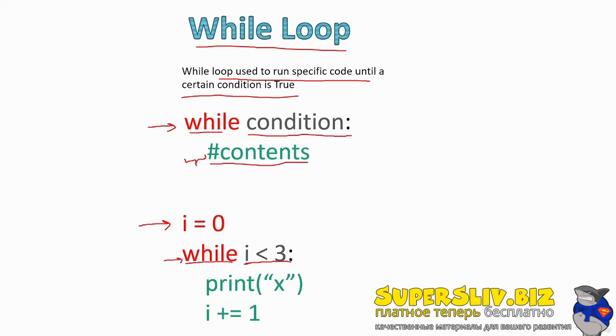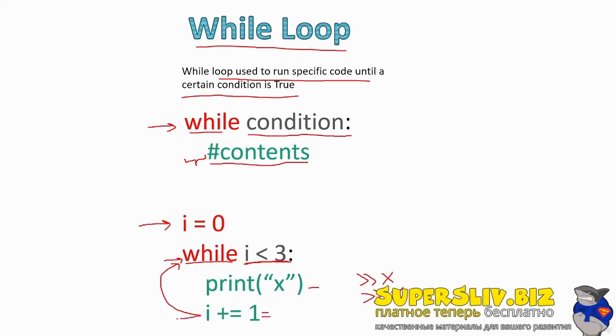First Python will check whether this condition is true or not. Since I is equal to 0, it is less than 3. So the condition is true. Then Python will run the content. It will print x. Then it will add 1 to the existing value of I. Now again it will go to the beginning. Now I is equal to 1. It is still less than 3, so the condition is true. So it will print x again. It will add 1 to the I again.